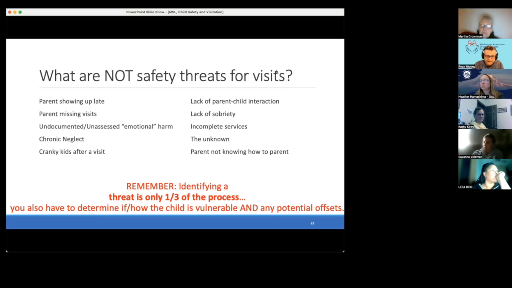Similarly, incomplete services, not a safety threat. Incomplete services are case planning issues, but they're not a reason for why a child should be denied access to their parent. The unknown. Not a safety threat. Hospitals send kids home to parents that they don't know very well all the time.